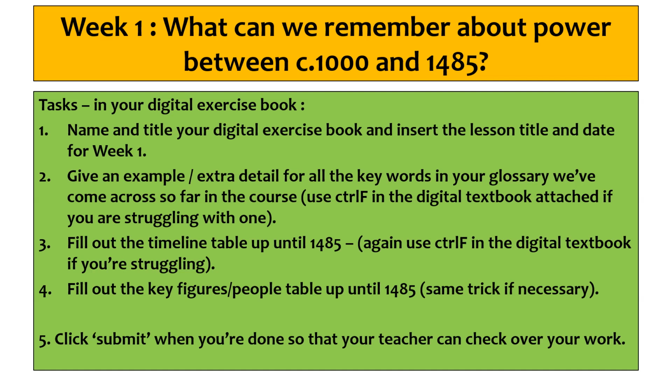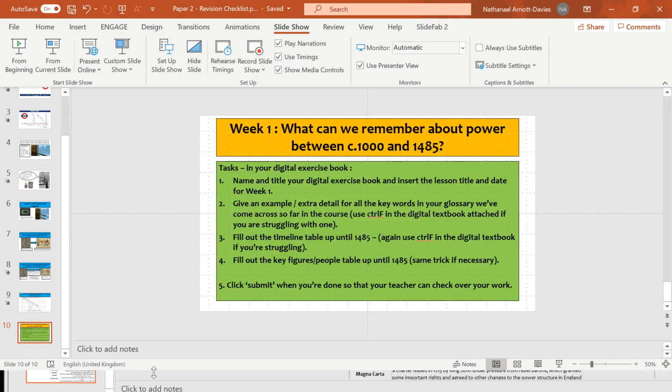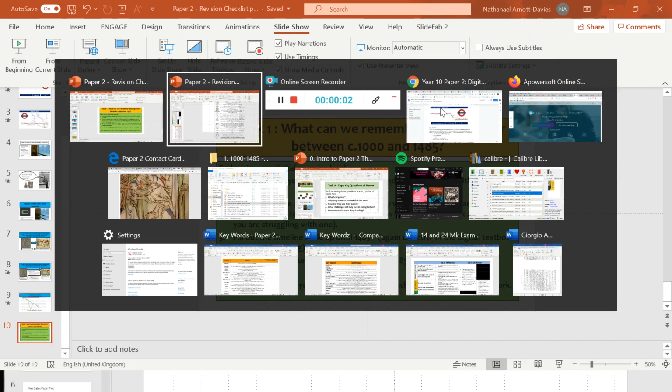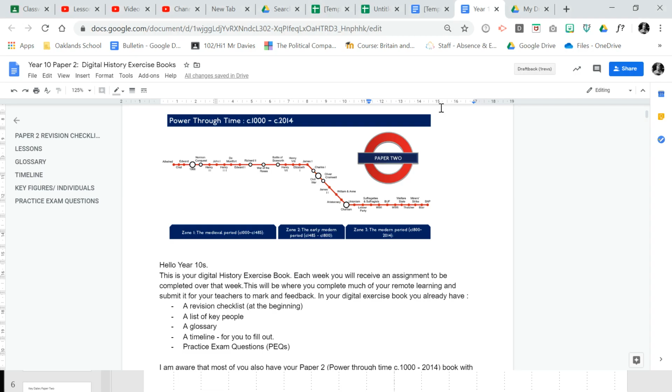So the first thing you're going to need to do, task 1, is to name and title your digital exercise book. I want to show you how to do that. You have all been set your own version of a digital exercise book. Hopefully, if I can get it up on screen, they look a little bit like this.